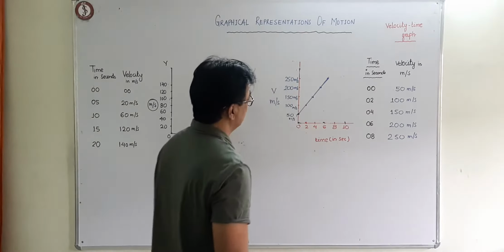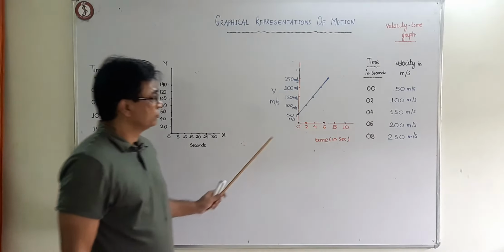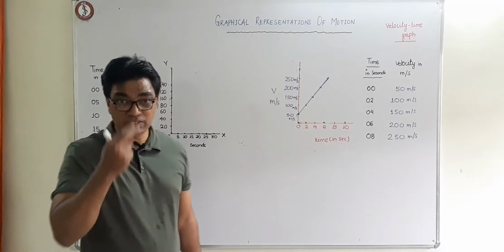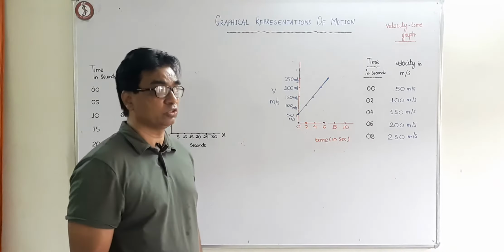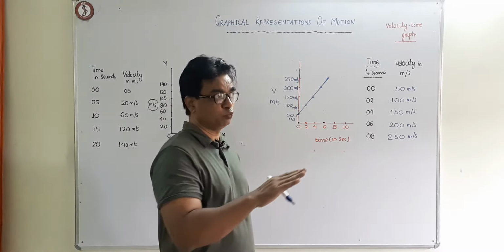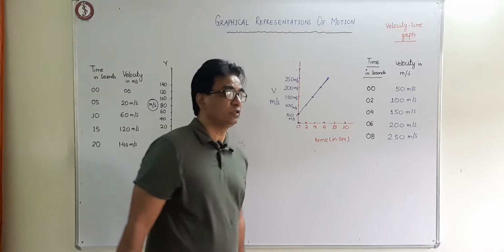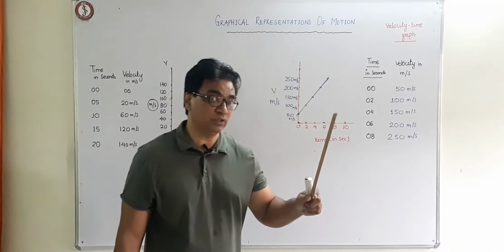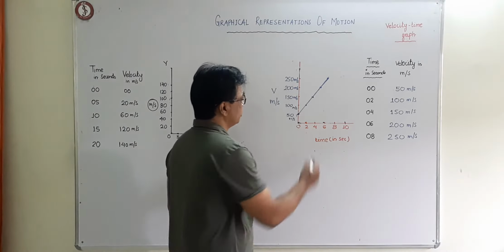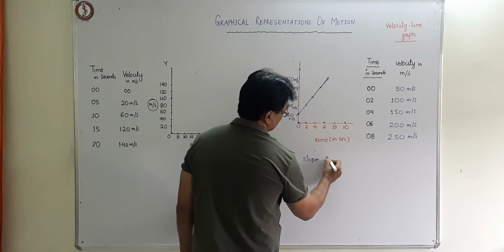What do I get when I join all the points? I get a slope. So an inclined straight line on a velocity time graph means the body is having uniform acceleration. It is increasing its speed, but with a uniform rate. It is changing its speed with a uniform rate. So we will find out that the slope of a velocity time graph will give acceleration.